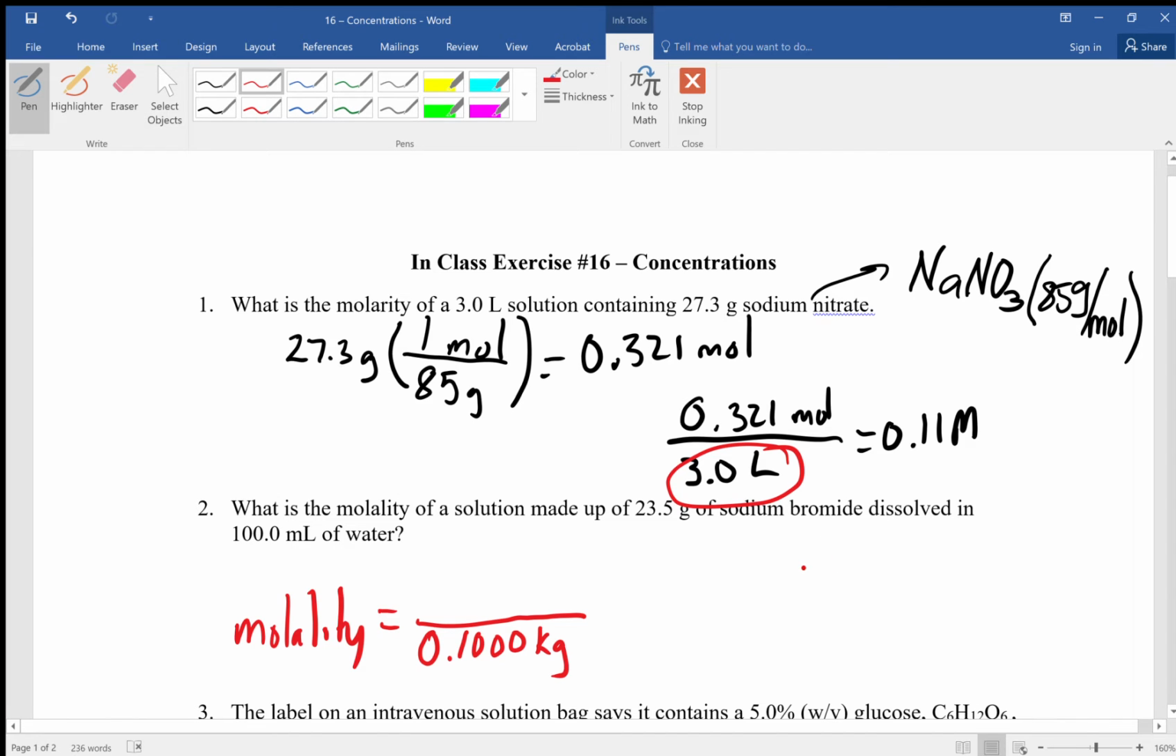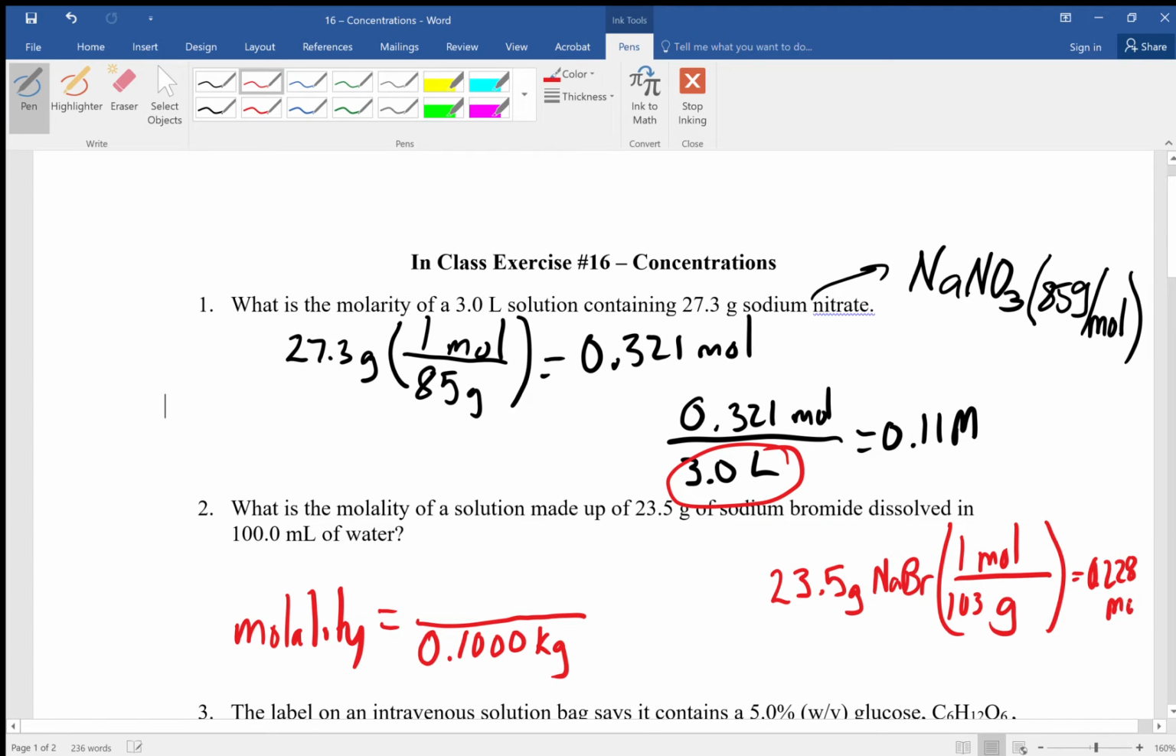For the sodium bromide, the solute, we're going to again have to calculate the number of moles. So we take the grams of sodium bromide and convert to moles using the molar mass. 1 mole of sodium bromide is 103 grams. That gives us 0.228 moles. And so now we take this number and we plug it into our molality equation, and we find that this solution is 2.28 molal.